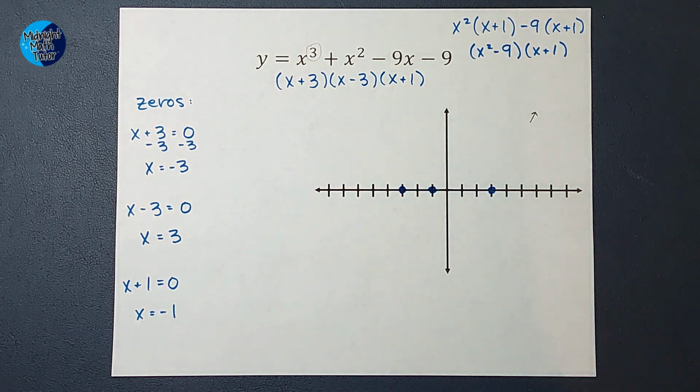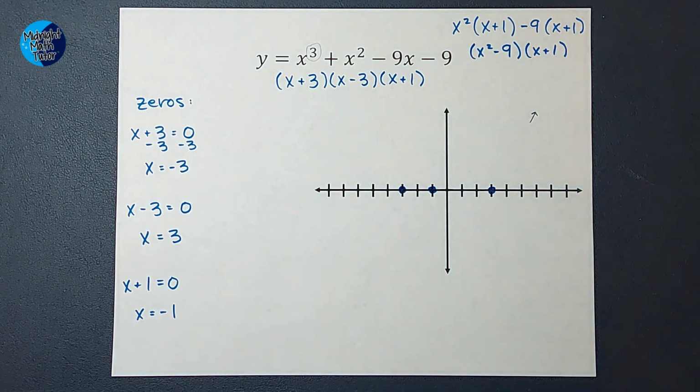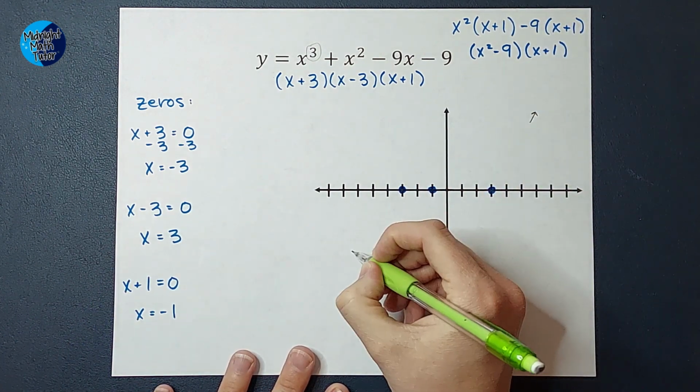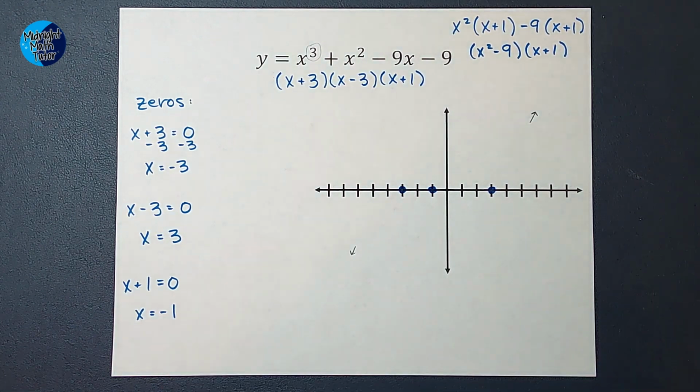If it's even, my left side is going to do the same thing as my right side. If it's odd, like this one is, my left side is going to do the opposite of the right side, okay? So in this case, it's going to be opposite, so the left side is going to end down, okay? All right, we've done steps 1 and 2.